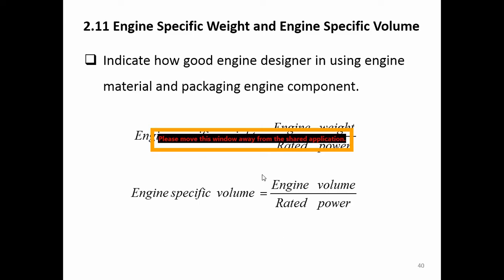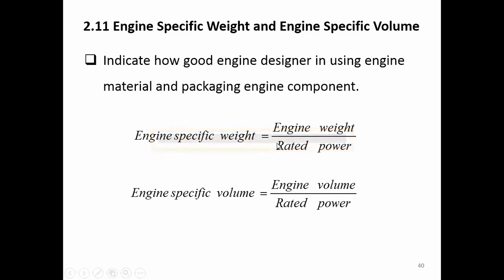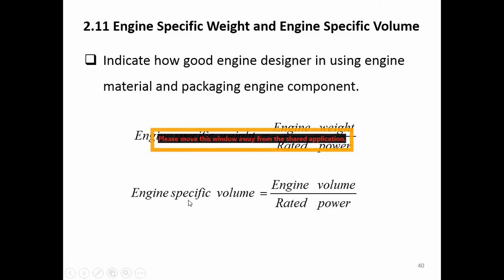Okay, so the first one is the engine specific weight, which is the engine weight divided by the rated power. The second one, the engine specific volume, is the engine volume divided by the rated power. So that means what? If these two parameters are high, does it mean good or bad?